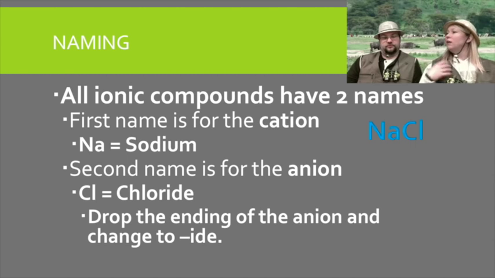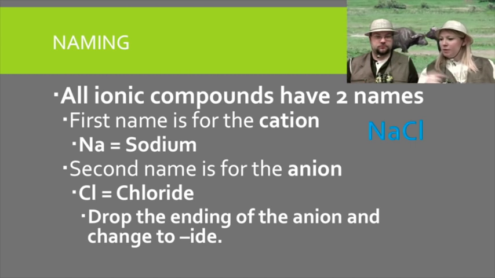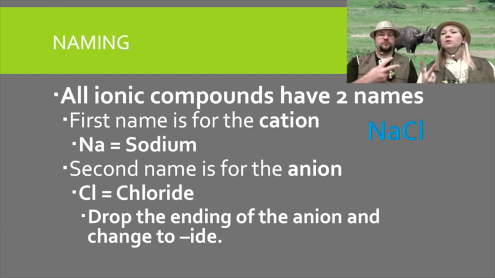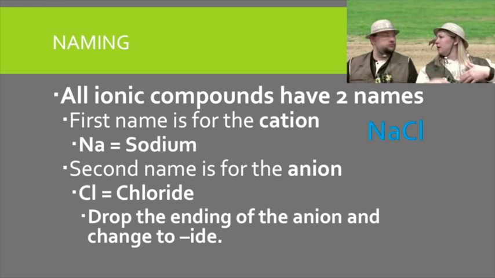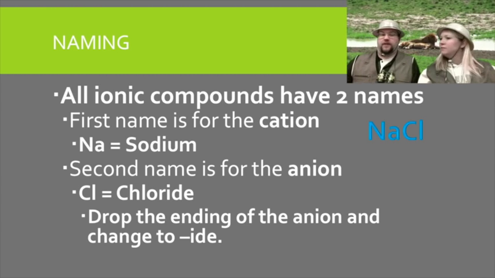All ionic compounds have two names. Binary, because bi means two. So that's two names, because you have to have a cation name and an anion name. So kind of like a first name and a last name. Exactly.